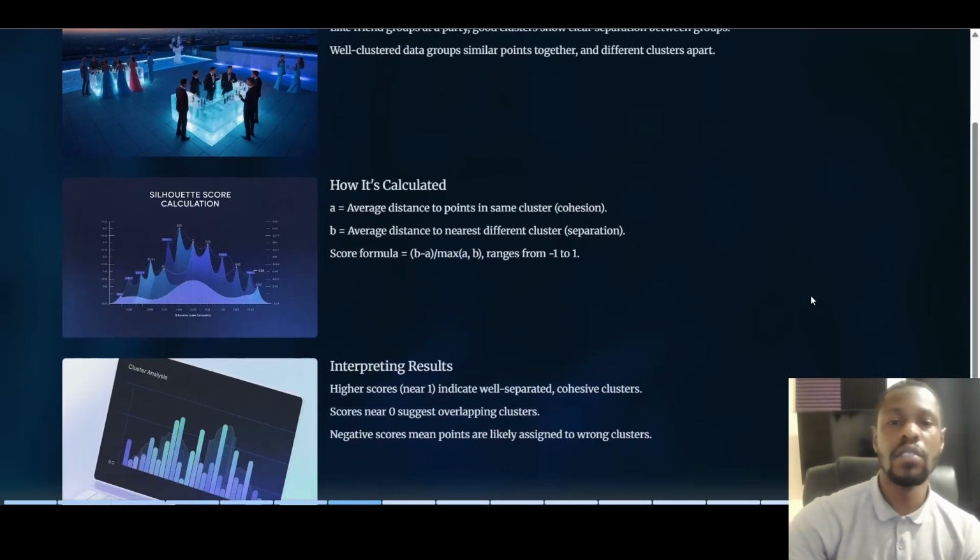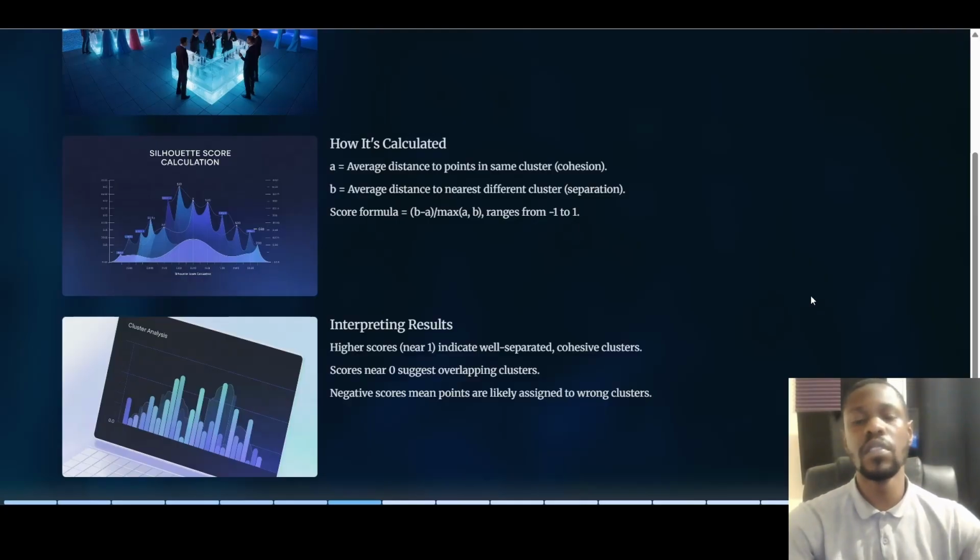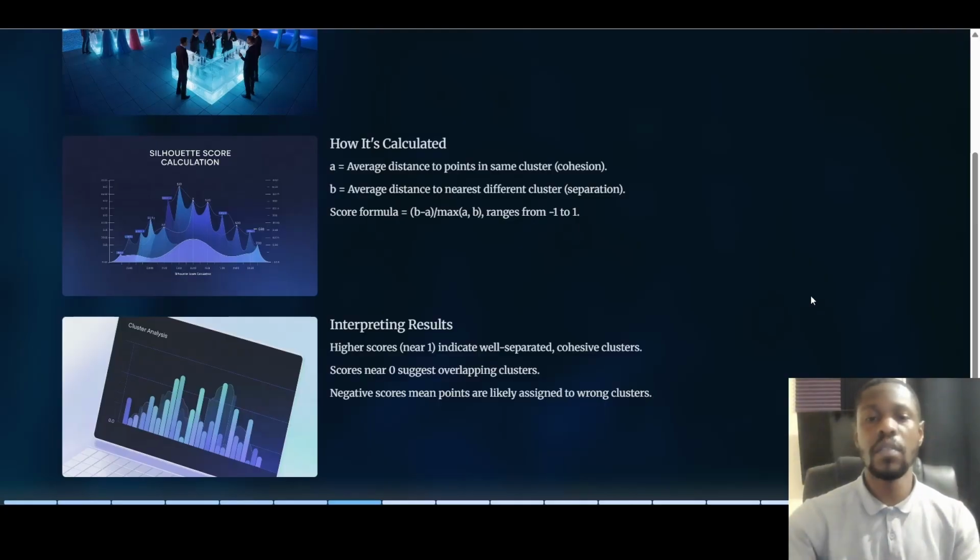How is it calculated? So it's calculated by A equals the average distance to points in the same cluster, known as cohesion. B is going to be equal to the average distance to nearest different clusters, known as separation. And so this is essentially the formula. You have B minus A divided by the maximum of A and B. And it ranges from a score of -1 to 1.